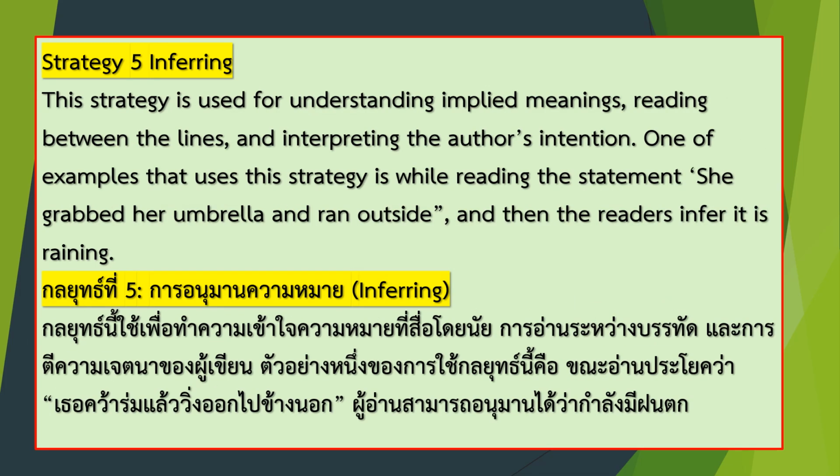Strategy 5. Inferring. This strategy is used for understanding implied meanings, reading between the lines, and interpreting the author's intention. One of examples that uses this strategy is, while reading the statement, she grabbed her umbrella and ran outside. And then the readers infer it is raining.